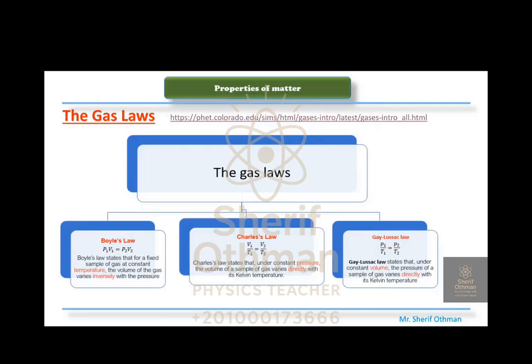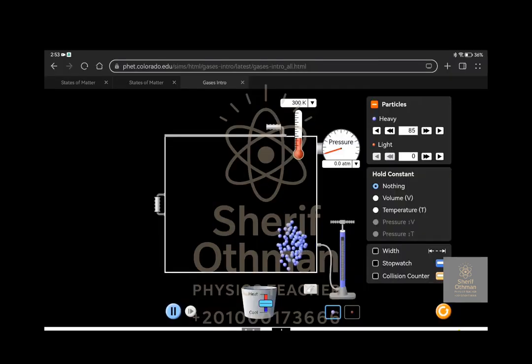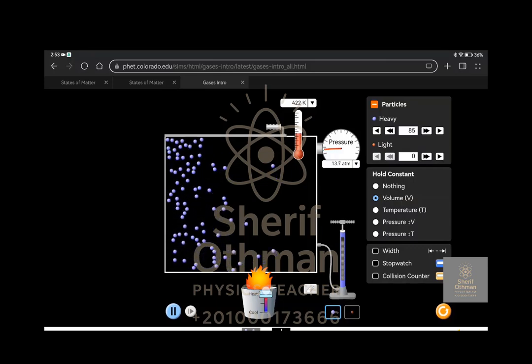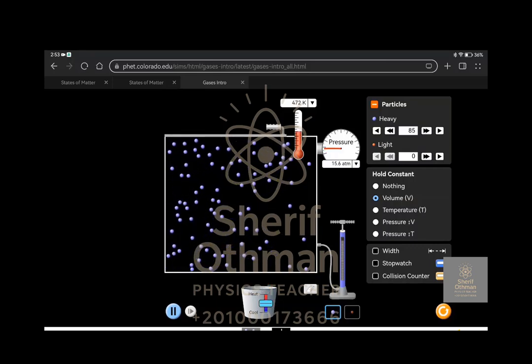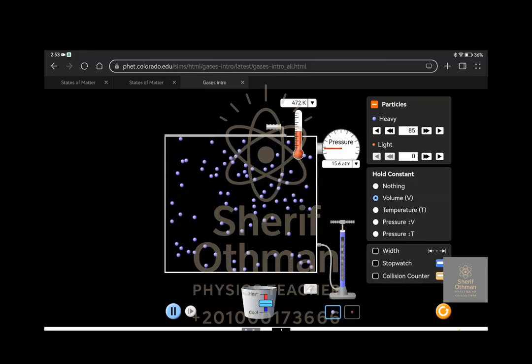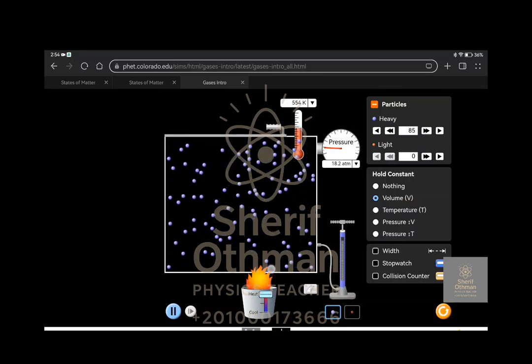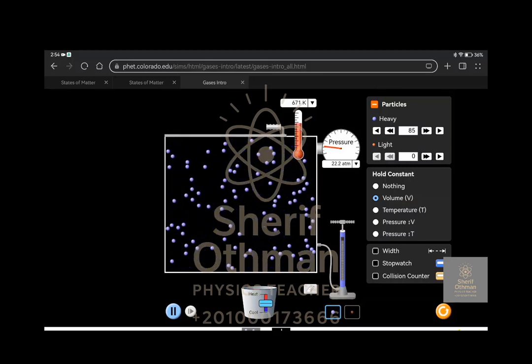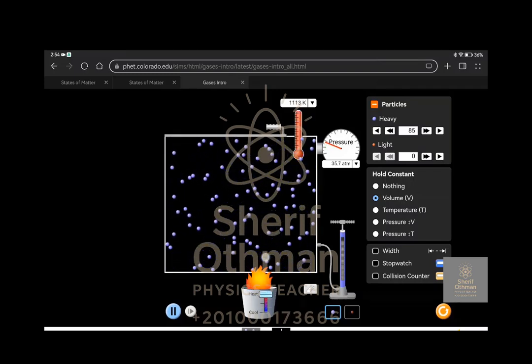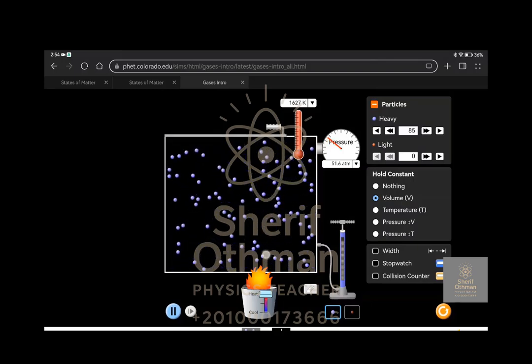Moving to the third law, which is Gay-Lussac's law, the relation between pressure and temperature is direct. By adding more heat at a constant volume, the number of collisions with the walls of the container will increase. This number of collisions provides the gas pressure. So the gas pressure will increase by increasing the temperature of the gas. Adding more heat, more kinetic energy is gained by the particles, so the pressure also increases.